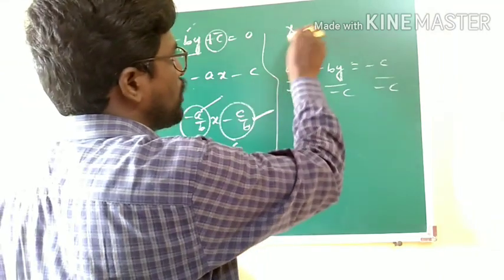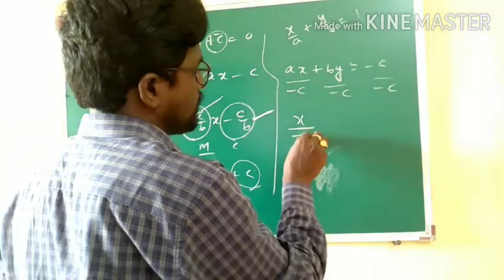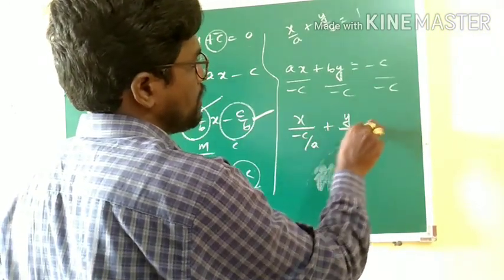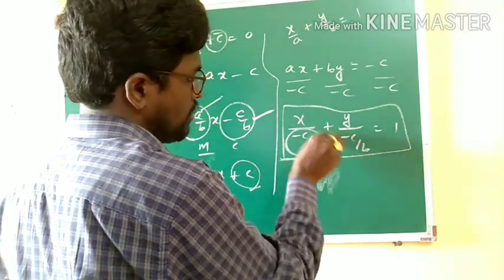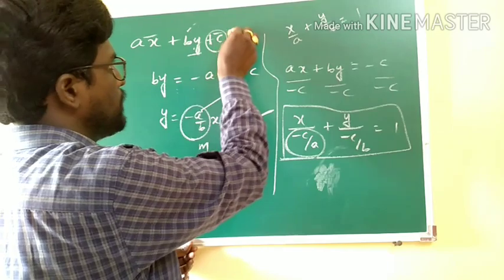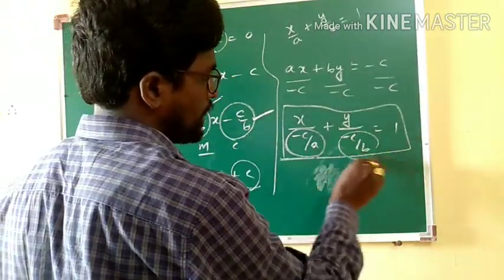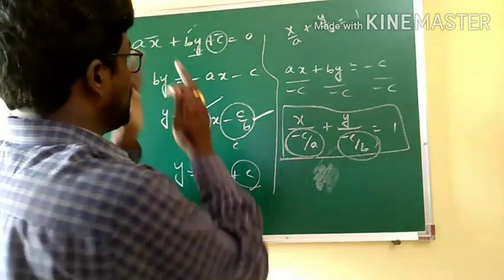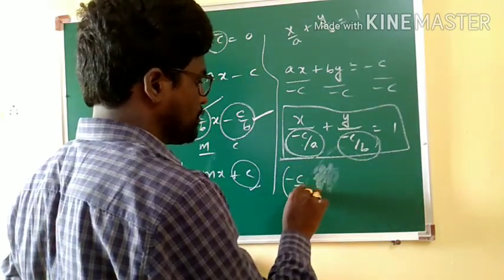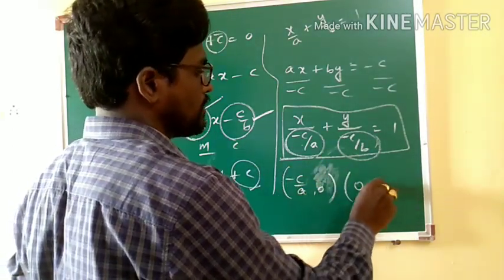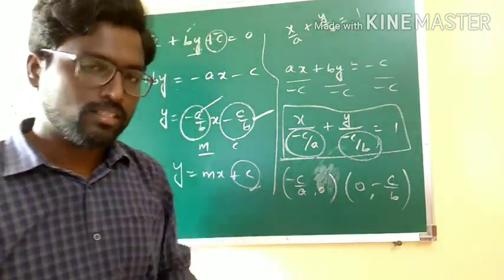So to get it in the form x by a plus y by b is equal to 1, what shall we do? x by minus c by a plus y by minus c by b is equal to 1. Therefore, what is the x-intercept of the line ax plus by plus c equal to 0? Minus c by a. And the y-intercept of this line? Minus c by b. Means this particular line meets the x-axis at the point minus c by a comma 0 and the y-axis at the point 0 comma minus c by b. This is the knowledge we have actually.